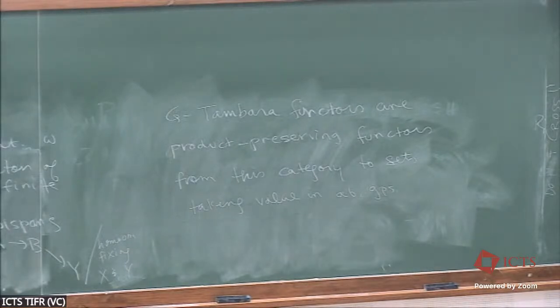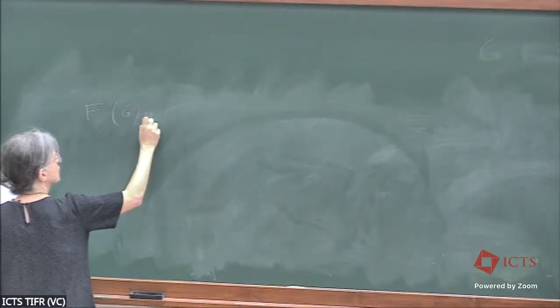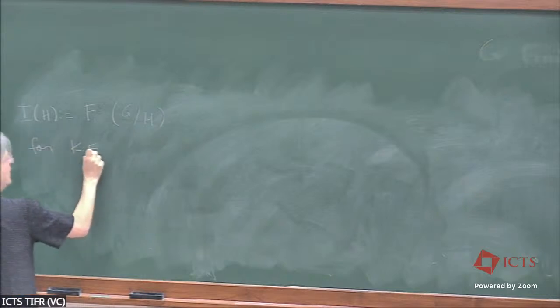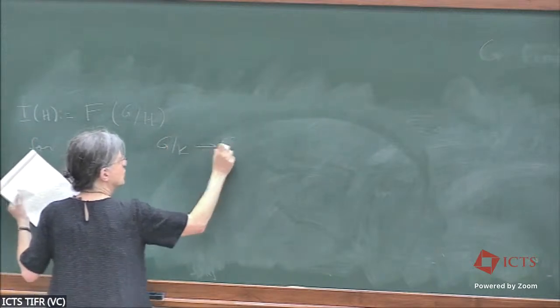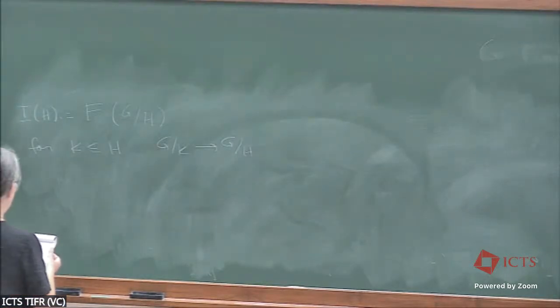That's why we want the functors to take values in additive groups. And just to connect this to reality, obviously, if I have such a functor, then F of G mod H, we can define as the Tambara functor SH. And then for K in H, there is just one thing we could do. We can map from G mod K into G mod H. And identities, of course.